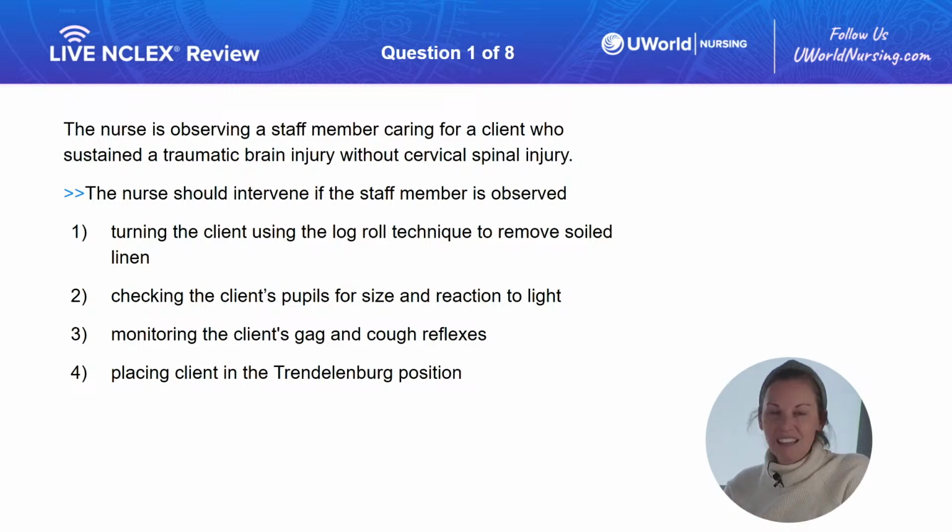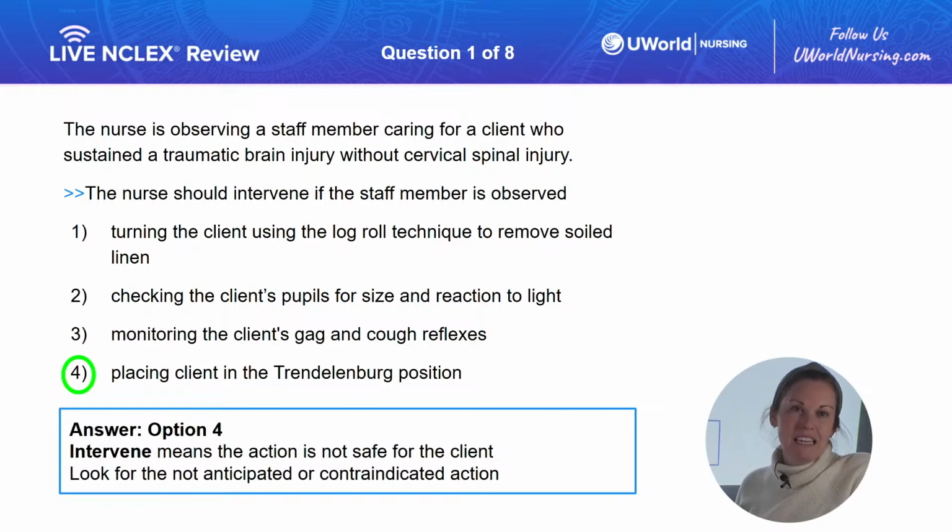All right, our correct answer on this one is going to be option 4, placing the client in the Trendelenburg position. So starting with what this question is asking, we see the word intervene. When we see the word intervene, we're going to look for the option choice that is the incorrect action. So our correct answer will be the incorrect action to do. Keeping that in the back of our mind, let's talk about appropriate things we should do for a client that has sustained a traumatic brain injury. We'll talk a little bit about positioning, but some of the basics.